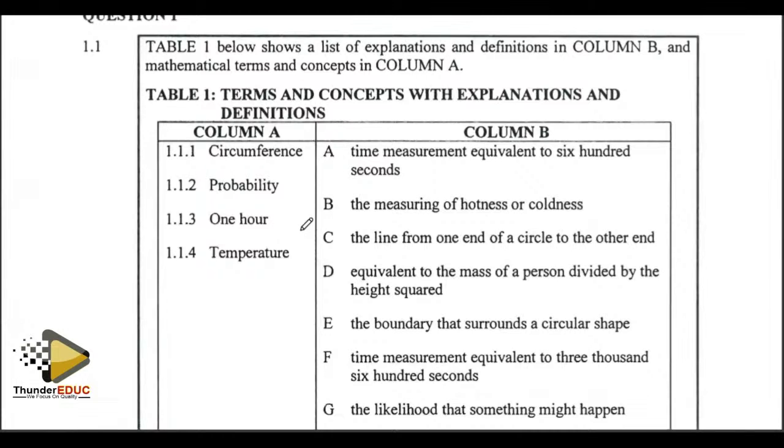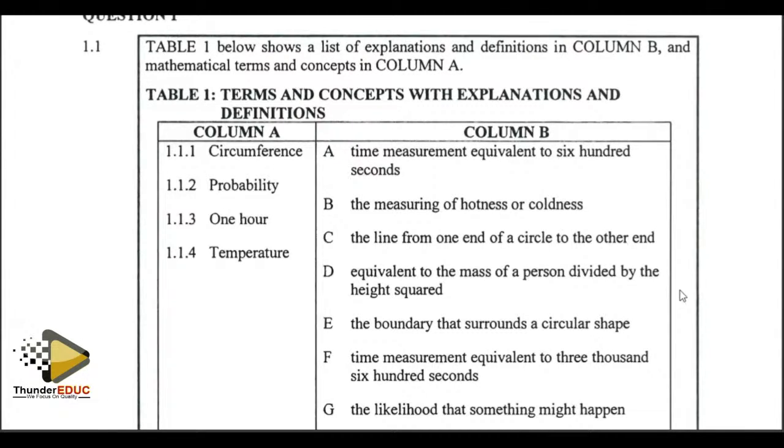Question number 1. The table below shows a list of explanations and definitions, column B, and mathematical terms and concepts in column A. Table 1, the terms and concepts with explanations and definitions. Those who looked at last year's paper can remember this. It was just like this. All right, what do we say?